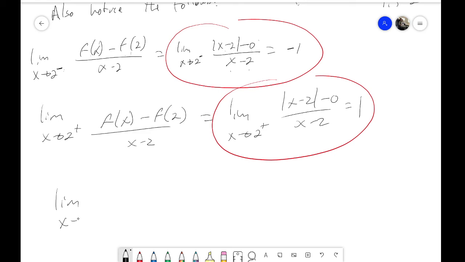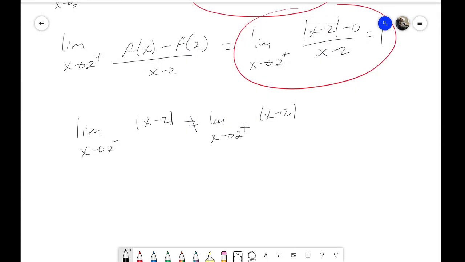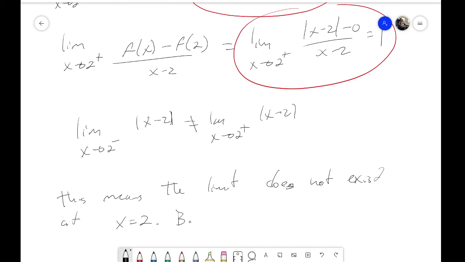And since the limit as x goes to 2 from the left of the absolute value of x minus 2 is not equal to the limit as x approaches 2 from the right, if you remember from the definition of a limit, the limit doesn't exist. So this means the limit does not exist at x equals 2.